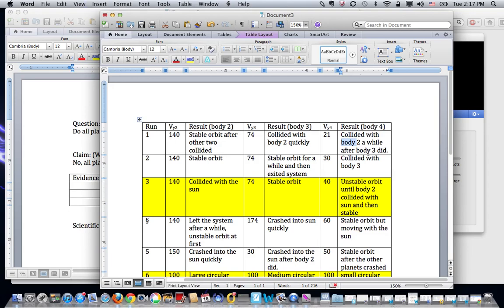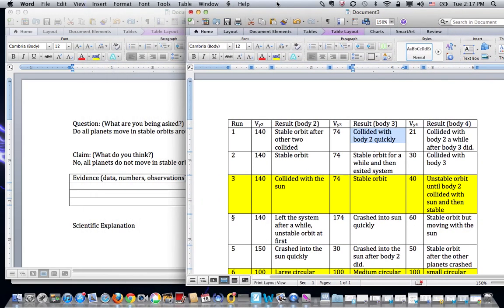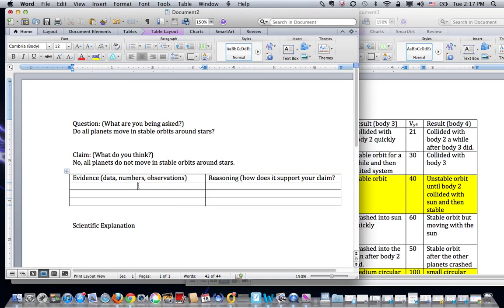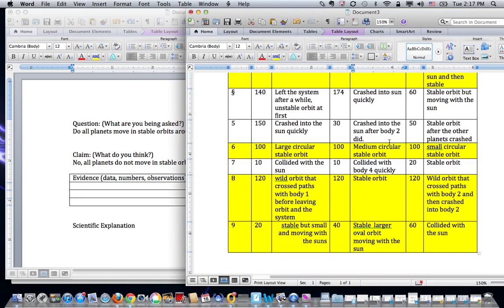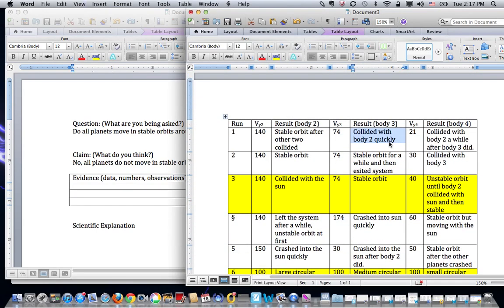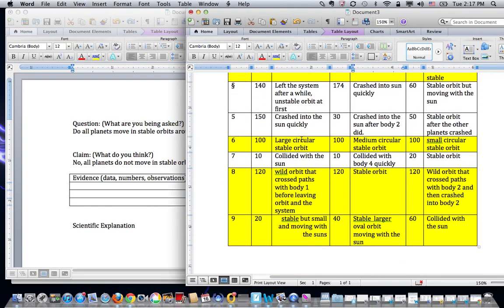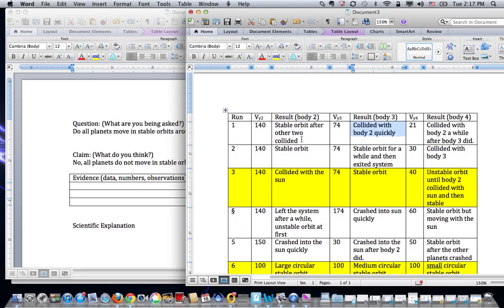I'm not going to go into data collection, but we used words like collide. We talked about with what. We used words to help us explain our observations. So now we're going to use those in our evidence section. The evidence is going to be the information from our observations, our data, and our numbers that are going to help us prove that no, not all planets move in stable orbits around stars. Now I have 9 different runs from our computer simulation to choose from. So I'm not going to use them all. I want to pick out ones that show the different things that can happen.